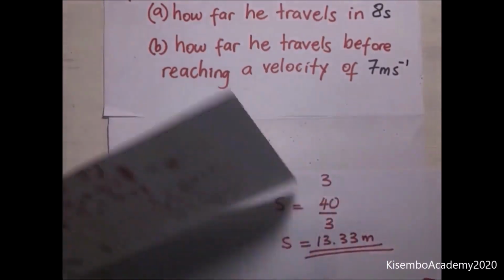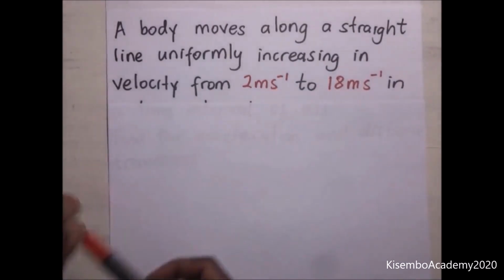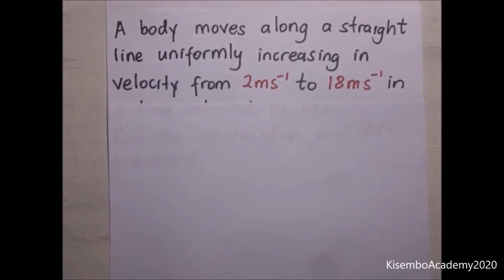Now a body moves along a straight line uniformly, increasing in velocity from 2 meters per second to 18 meters per second. So we are looking at a body.